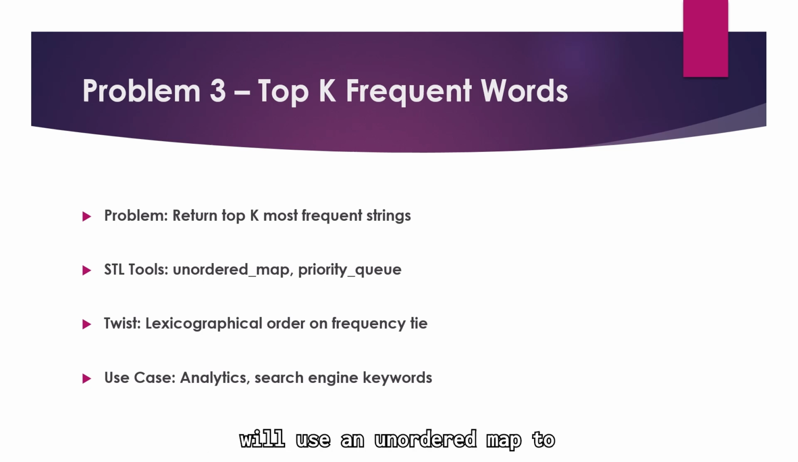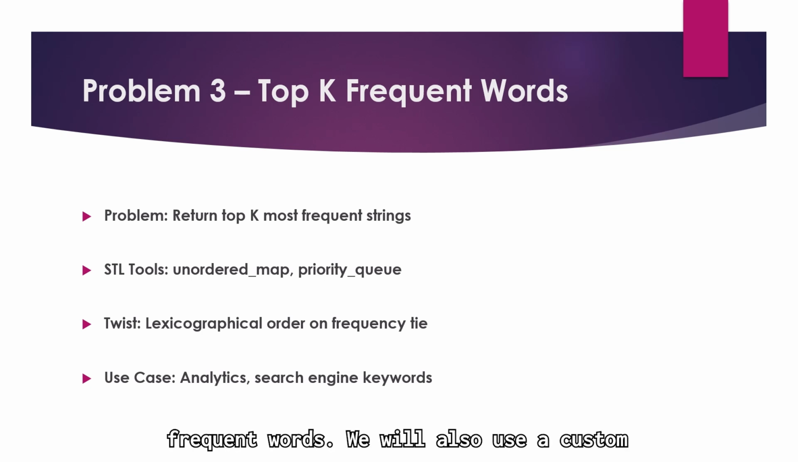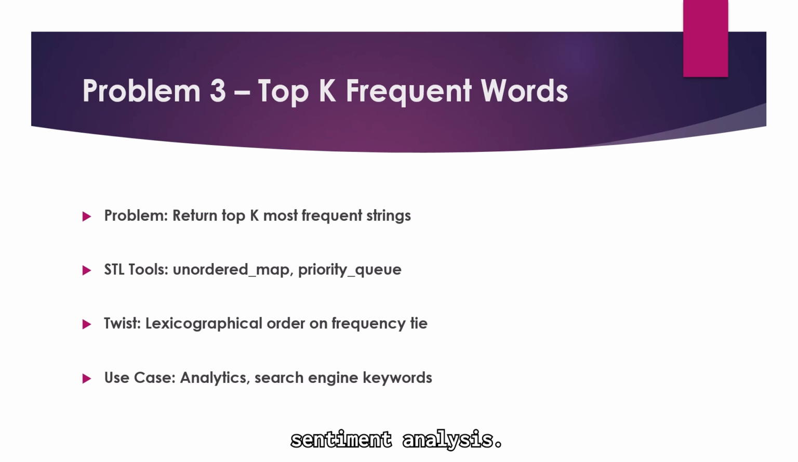Again, we will use an unordered map to count word occurrences and a priority queue to efficiently retrieve the k most frequent words. We will also use a custom comparator to handle situations where multiple words share the same frequency, ensuring they are sorted alphabetically. This problem is very useful in text analysis, search engines, or social media sentiment analysis.